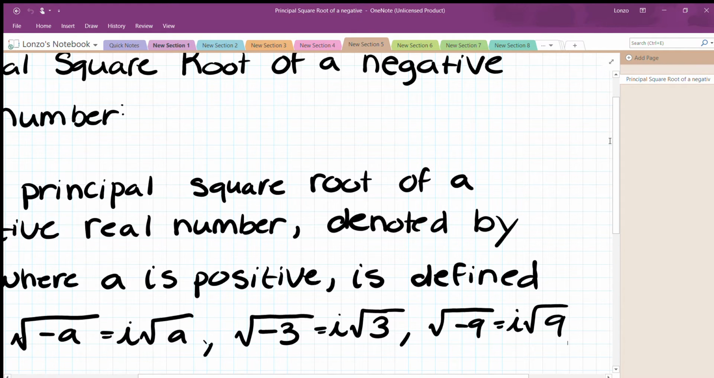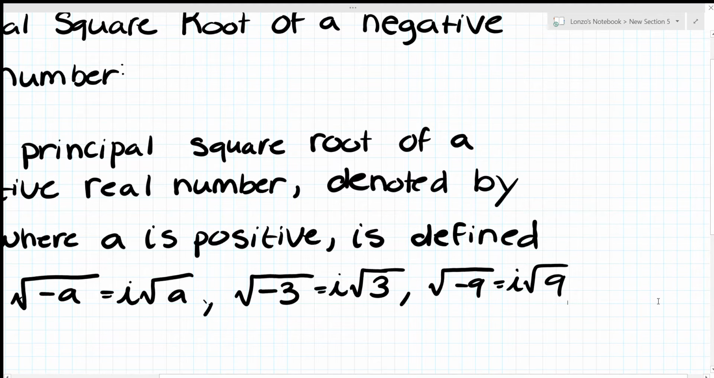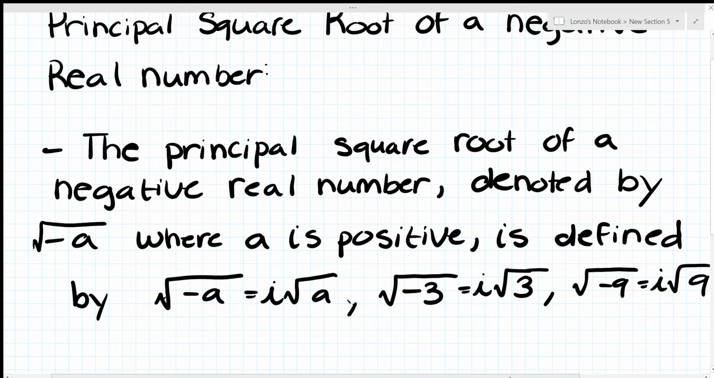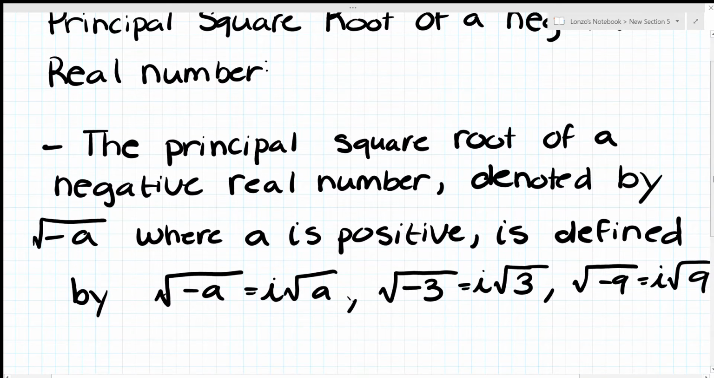Okay, so now the square root of a negative. The principal square root of a negative real number. It's really simple. The principal square root of a negative real number, where a is positive, is defined as follows. All you have to remember is you cannot have a negative inside the radical.